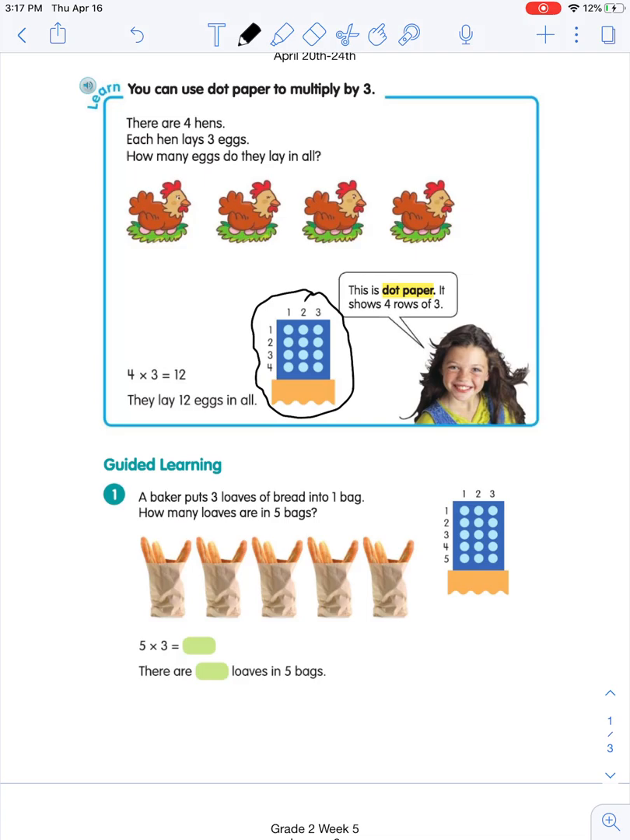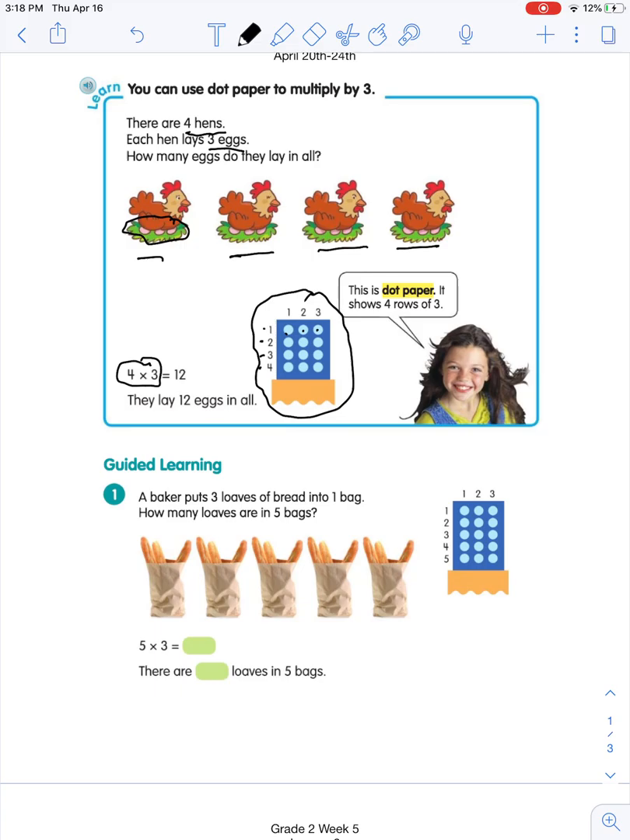So what we're going to do is look at what it's telling us. It's telling us there are 4 hens. Each hen lays 3 eggs. So we see we have 4 groups, and within each group there is 3 eggs. So if I look at this dot paper, it shows 4 rows, and there is 3 in each row. So it's a picture representation of our multiplication problem, which is 4 times 3.